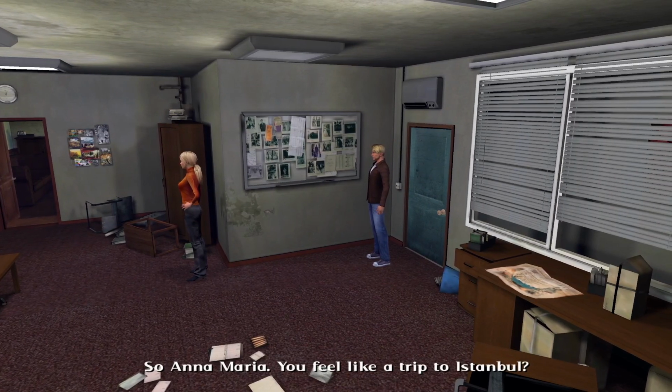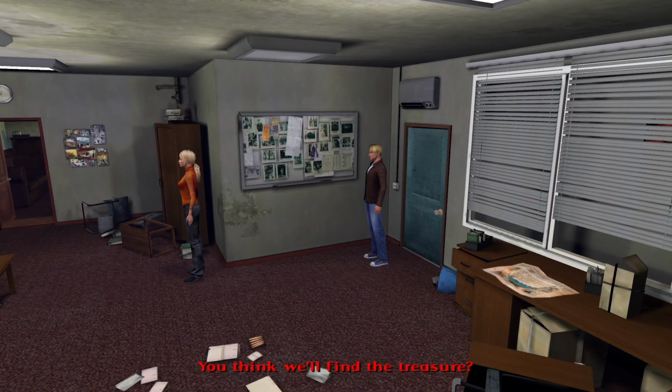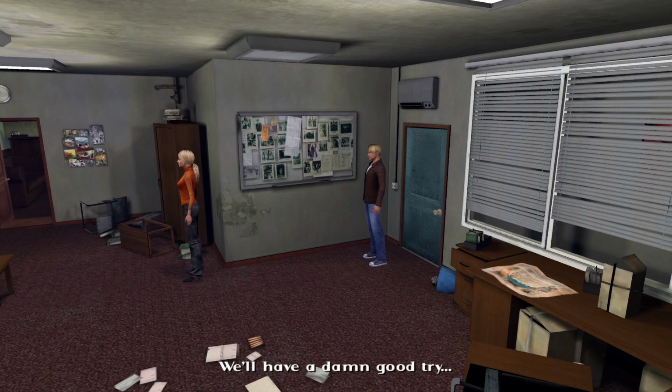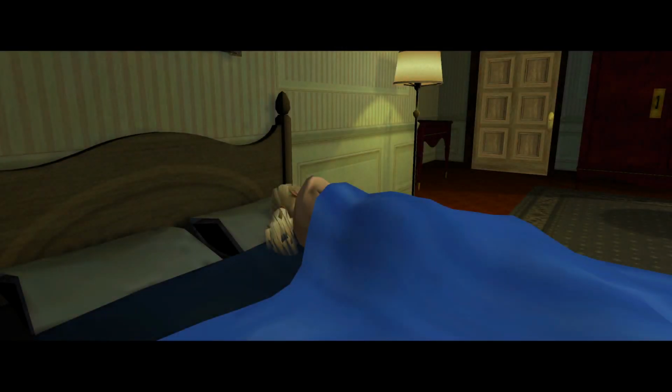You feel like a trip to Istanbul? You think we'll find the treasure? We'll have a damn good try. Alright, looks like we're going to Istanbul. Pretty cool. Finally going to a new location that isn't in New York.